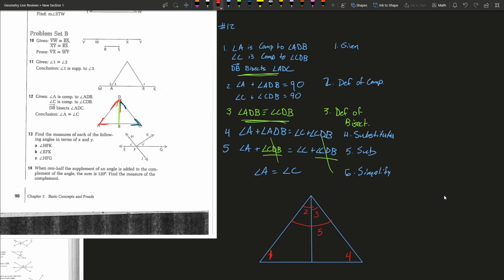And again, if you have an angle, like in step 3, ADB equal to CDB, you're really talking about measures here. You're talking about a measure of some angle equal to the measure of some other angle. You can't get rid of DB in either of these. That's not how it works. DB is a segment.